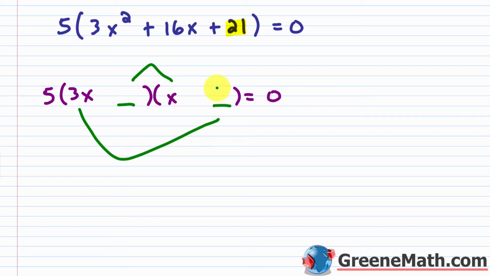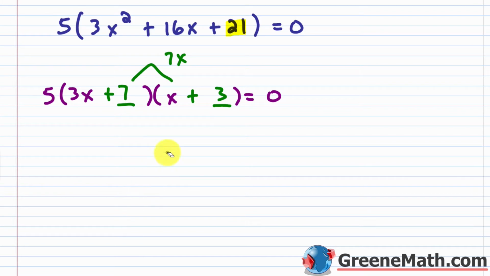I can't put my 7 here because 7 times 3 would be 21. That's already larger than 16, so that doesn't work. I'd have to put a 7 here and a 3 here. So does that work? Well, yeah, it does. Because my outer here would be 9x, and my inner here would be 7x. 9x plus 7x is 16x. So this is the correct factorization.